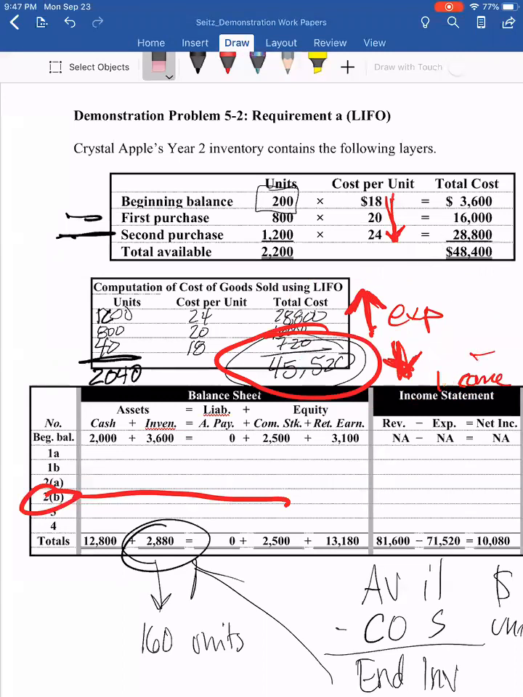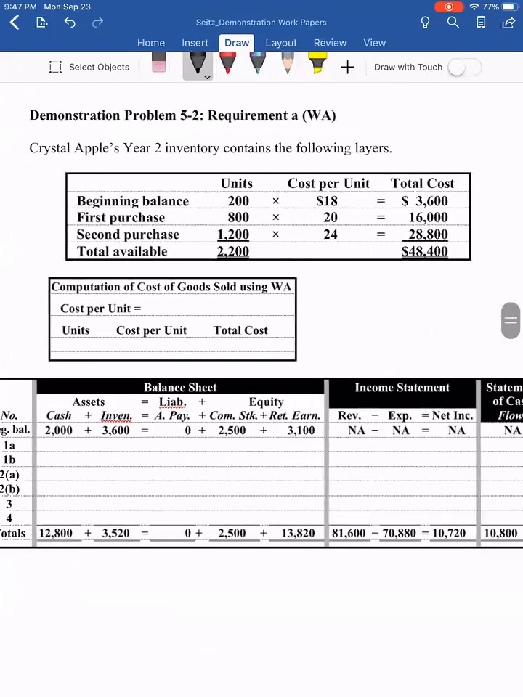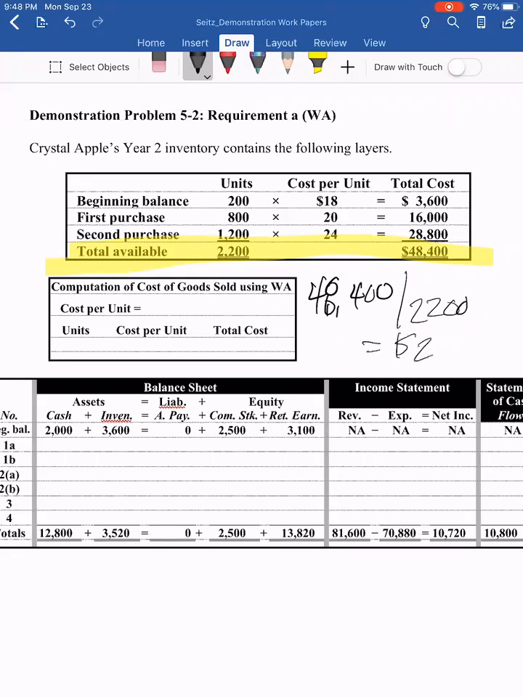All right, the final method that we have here is the weighted average method. So I'm going to have the exact same chart that we had done before. And so we are going to calculate a weighted average method. We have a total cost here of 48. I'm going to highlight this. The total available for sale is 48,400, divided by the number of units, 2,200 units. That means that we have a weighted average price of $22 per unit, okay?